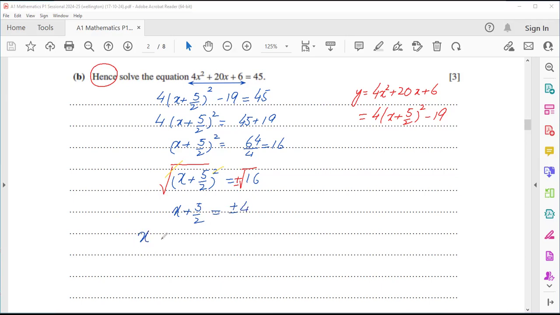Now you have two answers. X is equal to plus minus 4 minus 5 by 2. The first answer will be x is equal to plus 4 minus 5 by 2, and the second answer is minus 4 minus 5 by 2. If I'm not wrong, these are the two answers.